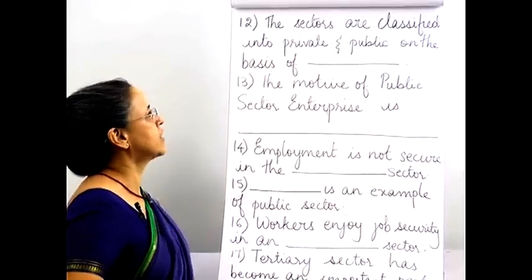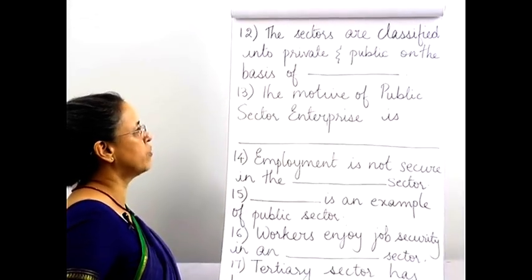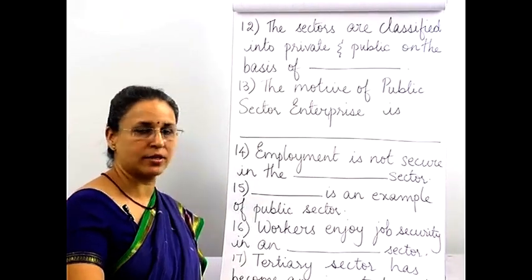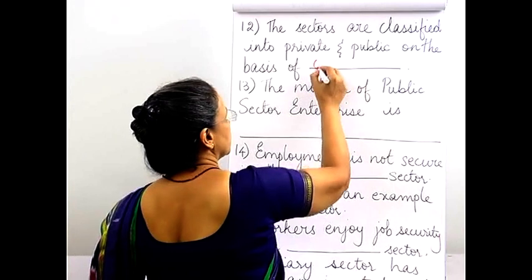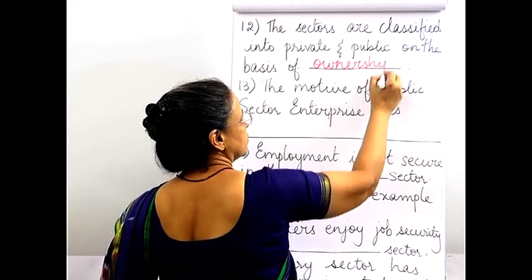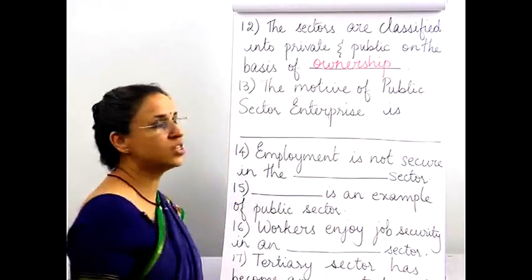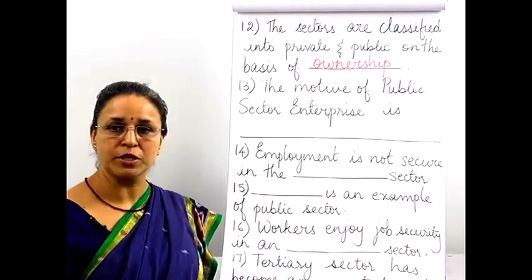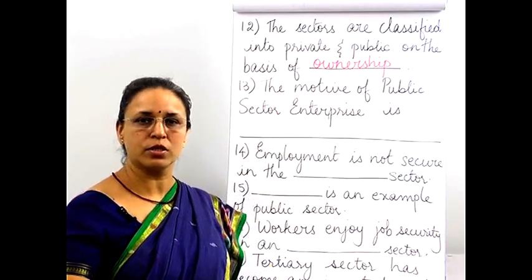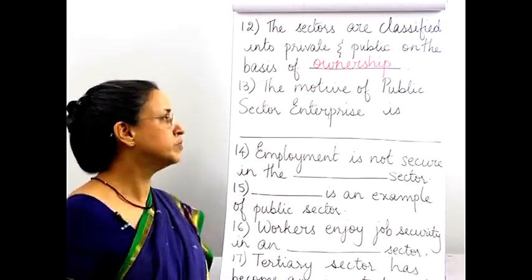12th, the sectors are classified into private and public on the basis of what exactly? And that is ownership. Who owns these particular sectors? That means if the government owns it, it's known as the public sector. And if a person owns it, it's known as a private sector.